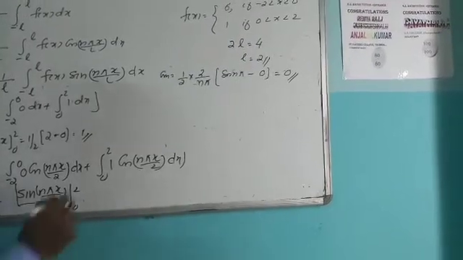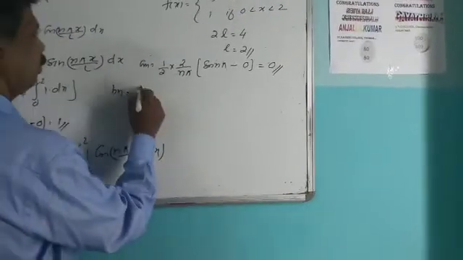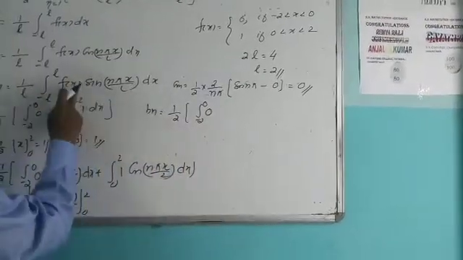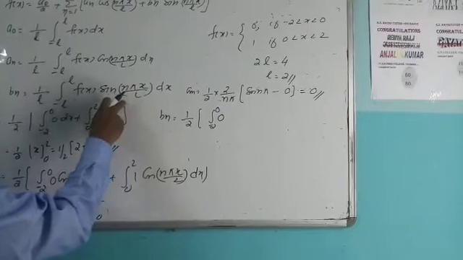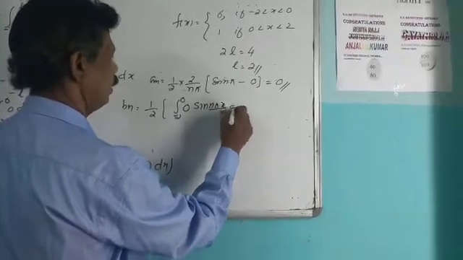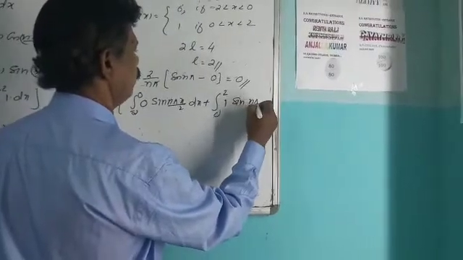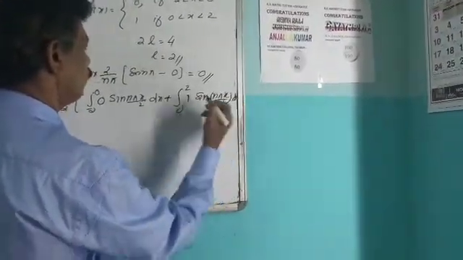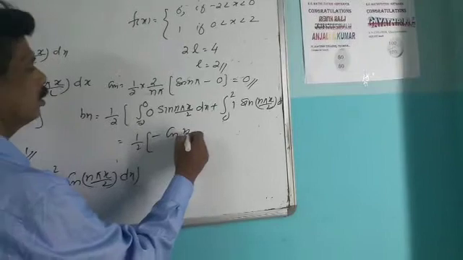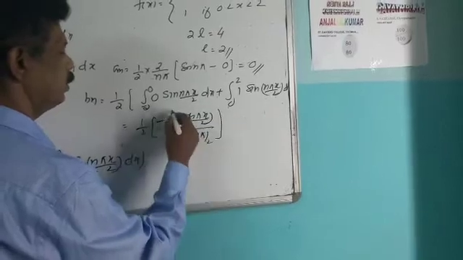And then bn. bn is equal to 1/L, that is 1/2, into the integral from -2 to 0 of 0 times sin(nπx/L) dx, plus the integral from 0 to 2 of 1 times sin(nπx/2) dx. The first part is 0, so we can delete that term. The integral of sin(nπx/2) is minus cos(nπx/2) divided by nπ/2. Apply the limit 0 to 2.